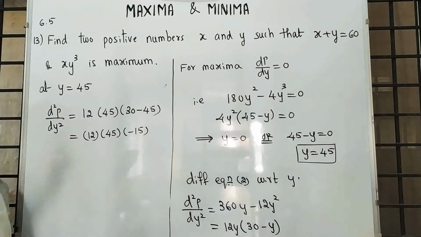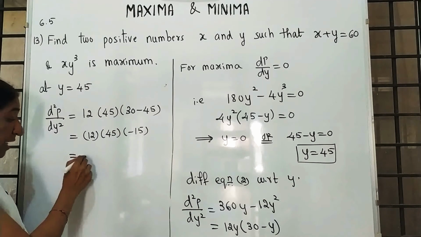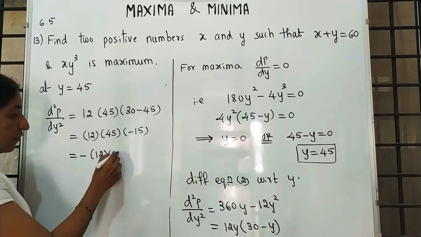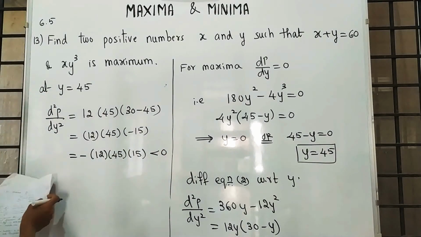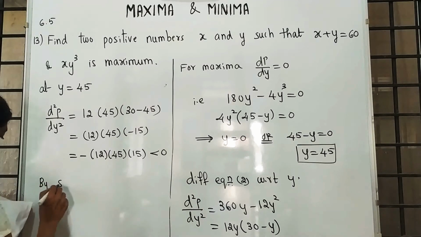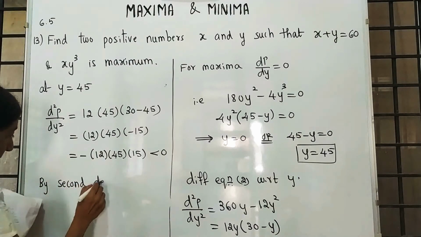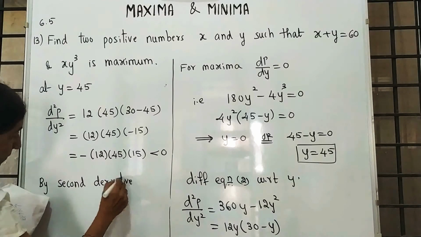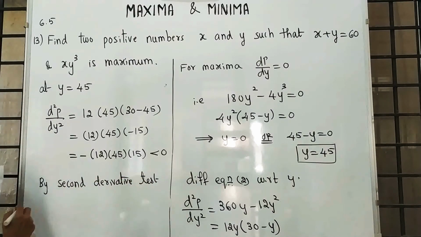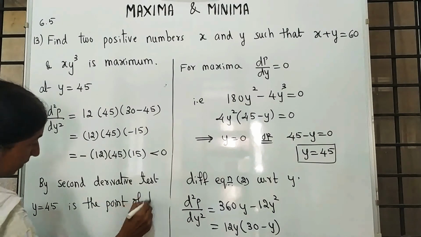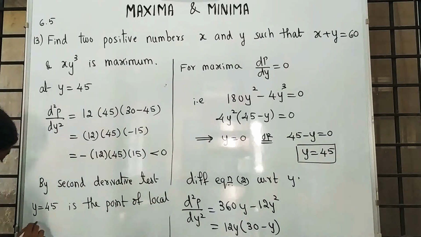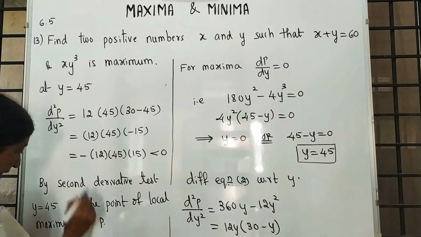One more thing, I am not multiplying, I am just checking the sign. It is minus 12 into 45 into 15. Negative means it is less than 0. Then by the second derivative test, y is equal to 45 is the point of local maximum of P.